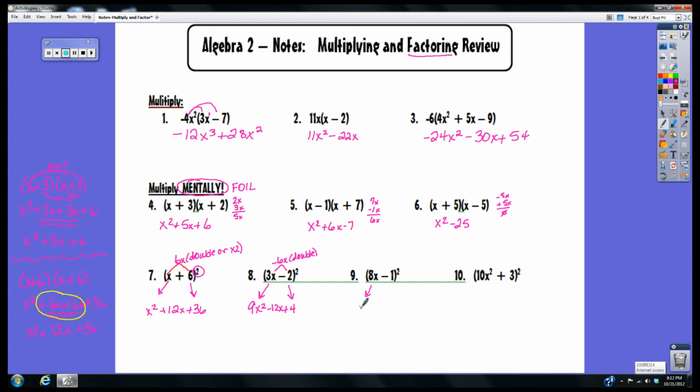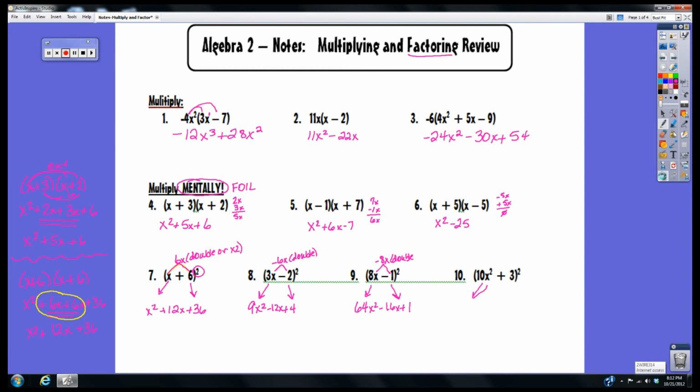8x, square it. 8x, square that. 64x squared. Alright, how about negative 1 squared? That's positive 1. Alright, multiply those together. That's negative 8x. Alright, double it. Negative 8x doubled is negative 16x. And one more of these.